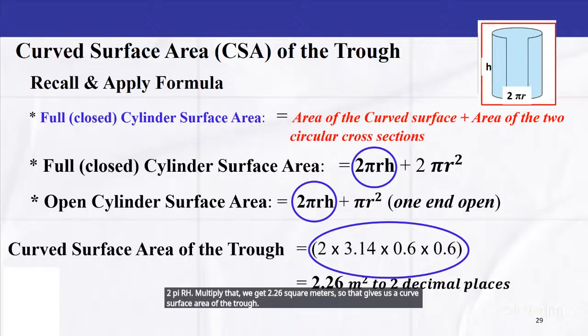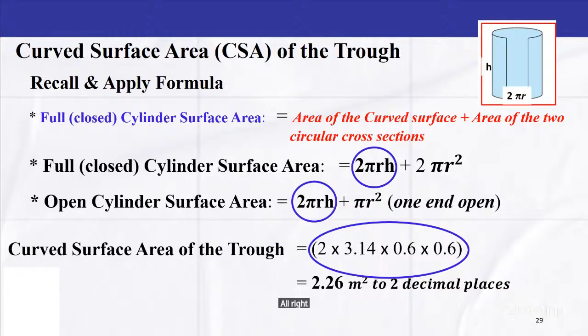Take a screenshot or write it on your paper if you have a paper. All right, I'm giving you about 10 more seconds. So the curved surface area would be 2 pi RH: 2, then pi, then the radius is 0.6, because earlier on we said the diameter was 1.2 and we said the height was 0.6. So let's continue.